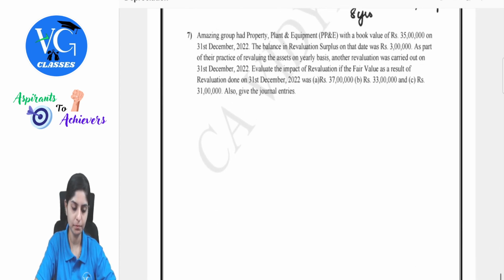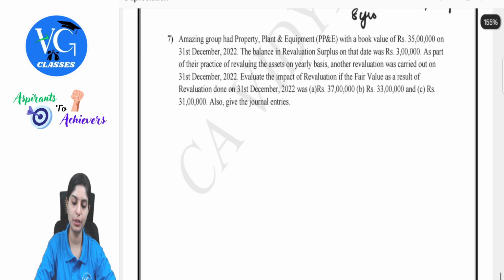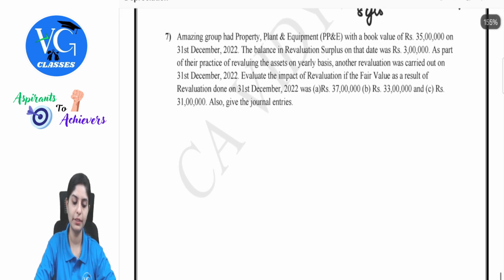Last question. Amazing Group had property, plant and equipment with a book value of 35 lakh on 31st December 2022. The balance in revaluation surplus on that date was 3 lakh. As part of their practice of revaluing the assets on yearly basis, another revaluation was carried out on 31st December 2022. Evaluate the impact of revaluation if the fair value as a result of revaluation done on 31st December 2022 was, individual cases are given, 37 lakh, 33 lakh and 31 lakh. Also give the journal entries.